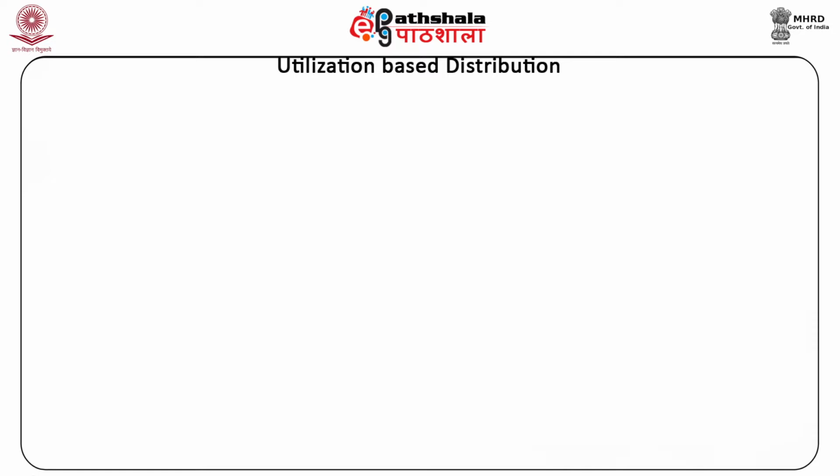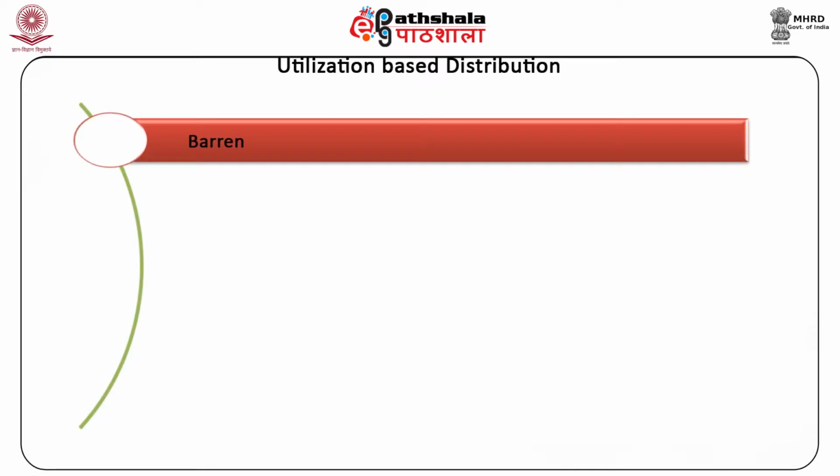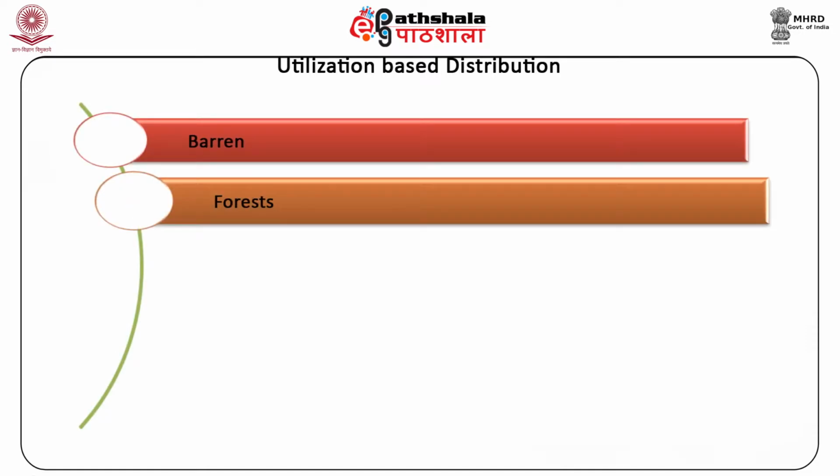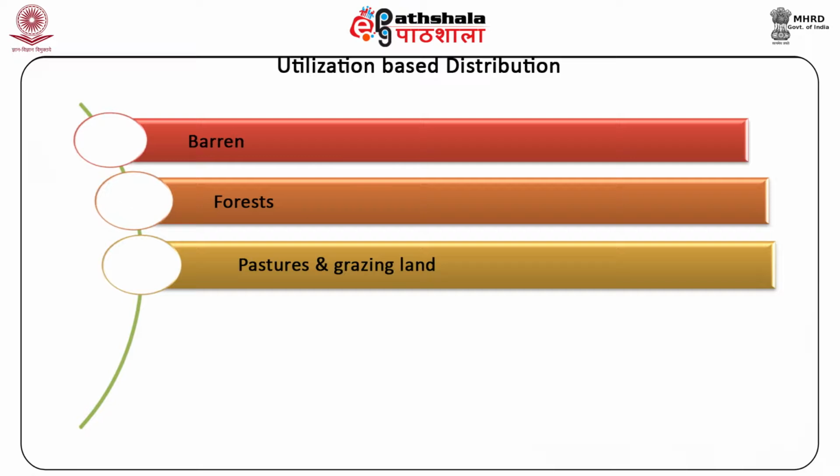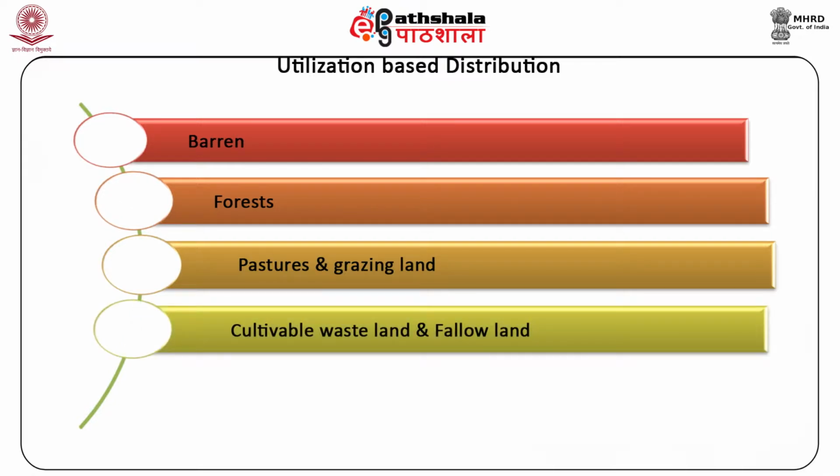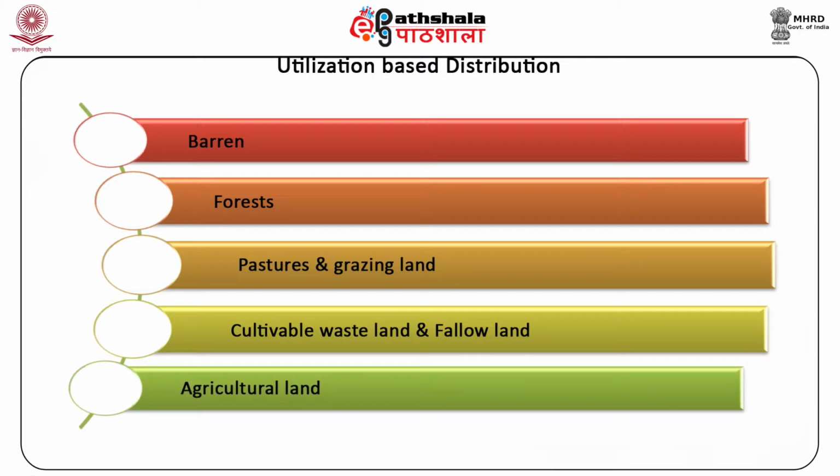The various ways in which land is distributed in terms of usage are: 1. Barren land, 2. Forests, 3. Pastures and grazing land, 4. Cultivable wasteland and fallow land, and 5. Agricultural land.